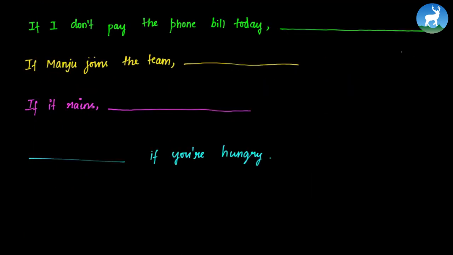Next, we need to put the appropriate main clauses to these sentences. These are incomplete and we need to complete them. Now first we have, if I don't pay the phone bill today, now this is a possible condition and this seems to be of type 1 conditional sentence. So we need to have the main clause of simple future. So if I don't pay the phone bill today, my phone will die. Now this is in simple future tense.